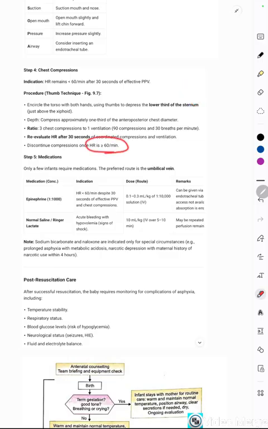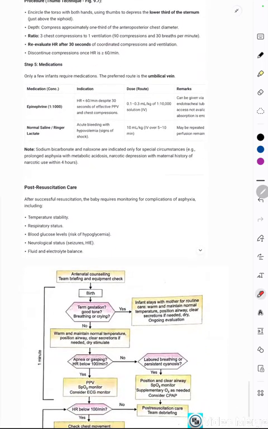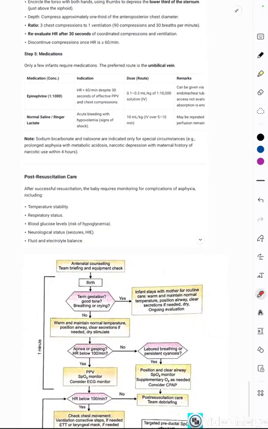If the heart rate goes to more than 60, then continue until the heart rate goes to more than 100, and then keep the baby only on ventilation. But if the heart rate is not improving, then we can go for medications, that is epinephrine or adrenaline in the ratio 1:10,000, given at 0.2 ml per kg, through umbilical venous catheterization, intraosseously, or through the endotracheal tube. Normal saline or Ringer lactate solution is given when acute bleeding with hypovolemia is present in a child, and the dose is 10 ml per kg.